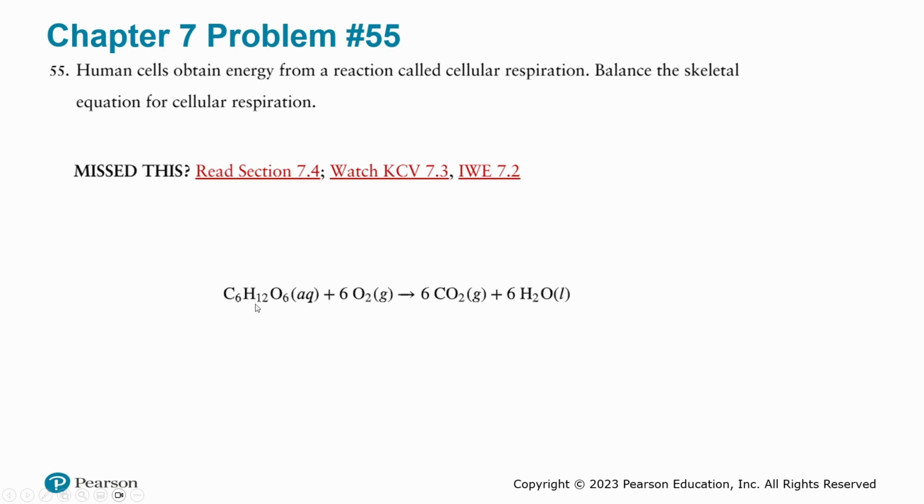We have 12 hydrogens over here and 2 hydrogens over here. So putting a 6 in front is the quickest, easiest way to solve this. After hydrogen, we want to go to carbon. We have 6 carbons over here, 1 carbon over here, so we'll put the 6 in front. Now we have to deal with oxygen. We count up. We have 12 and 18. But we already have 6 over here. So we need to get 12 oxygens just from the O2. So we can put a 6 in front of there. 6 times 2 is 12.